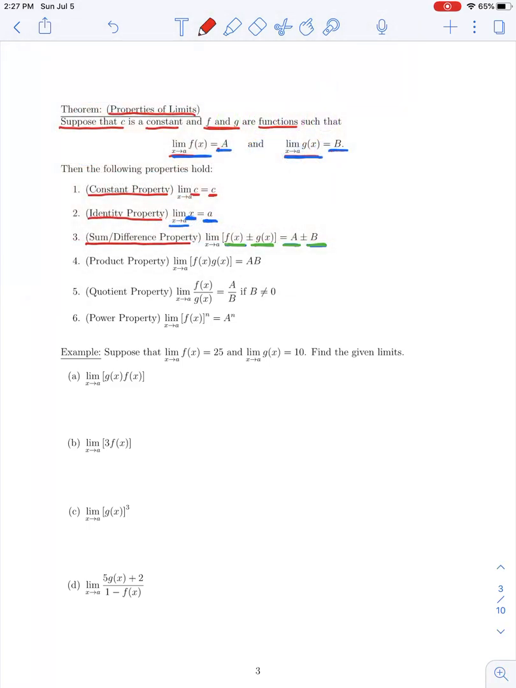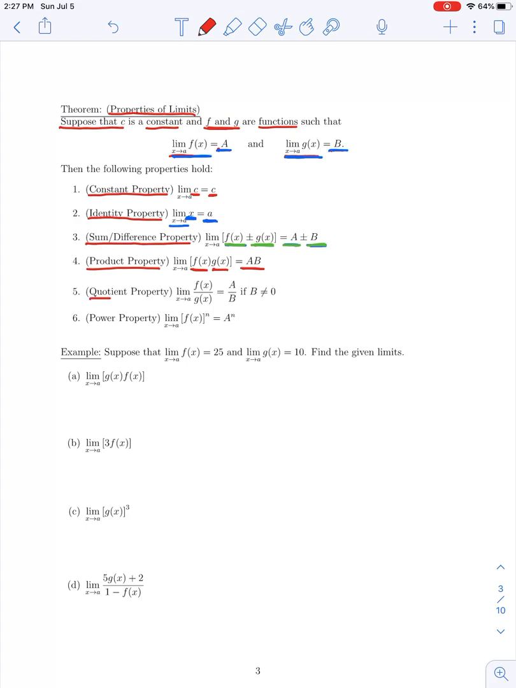Now the next property is called the product property, which says the limit as x approaches a of f of x times g of x is equal to A times B. That is, the limit of a product of two functions is equal to the product of the limits of those functions.